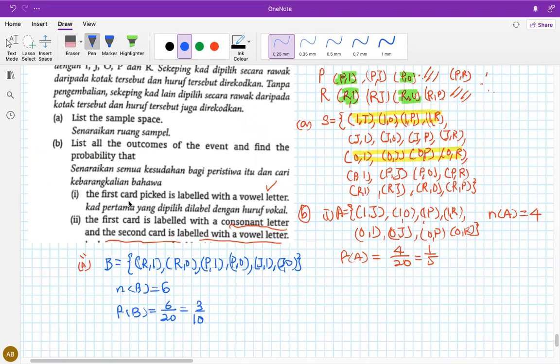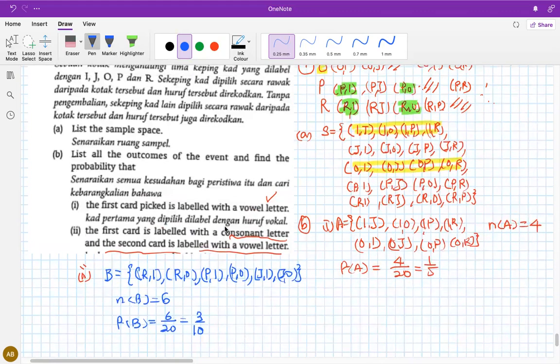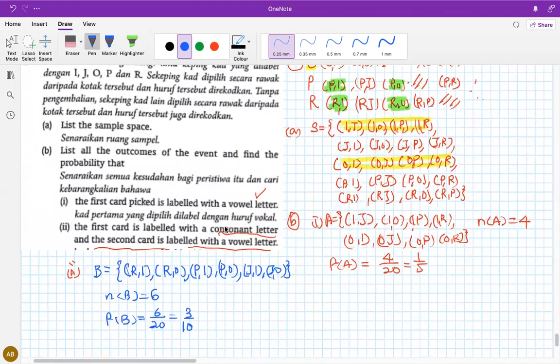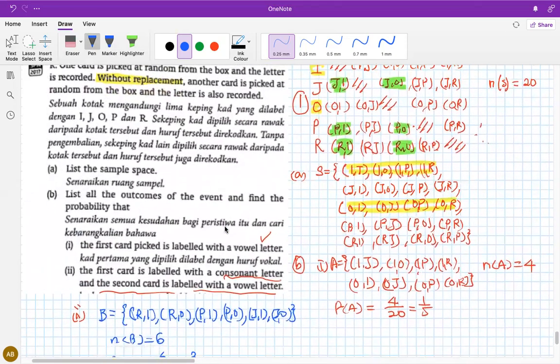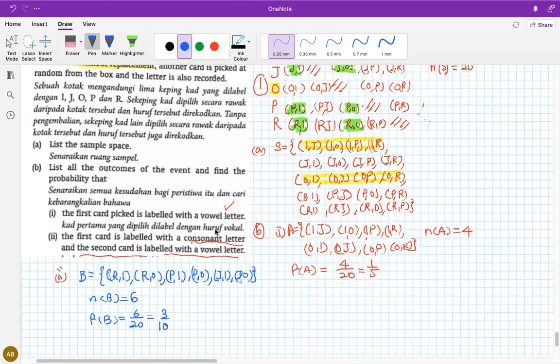we can change it to be the second card is a vowel letter. Or we can say number 2, we can change it to be the probability of getting a vowel and a consonant. Then it is either vowel first and consonant later, or consonant first and vowel later. So it depends on how the question asks. So you need to interpret the question carefully. Some of you know how to do it, but sometimes your language problem costs you your marks.